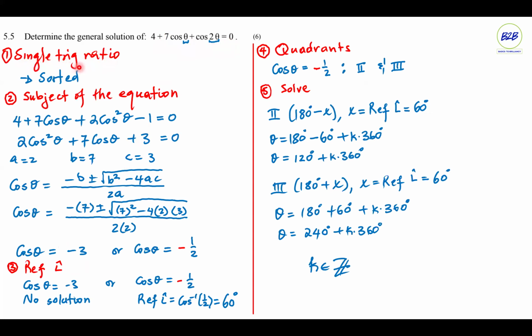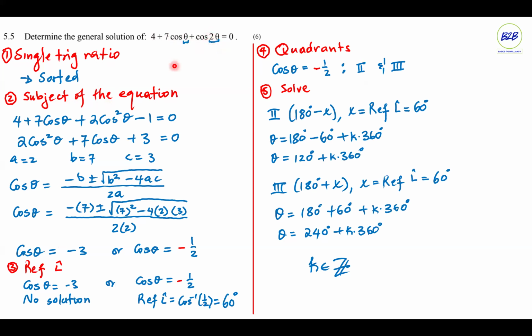Strive for a single trigonometric ratio. What do we have here? 4 plus 7 cos theta plus cos 2 theta equal to 0. That trigonometric equation is in terms of a single trigonometric ratio, which is cos. So the first step is already sorted. We don't have to do anything to strive for a single trigonometric ratio. It's sorted.